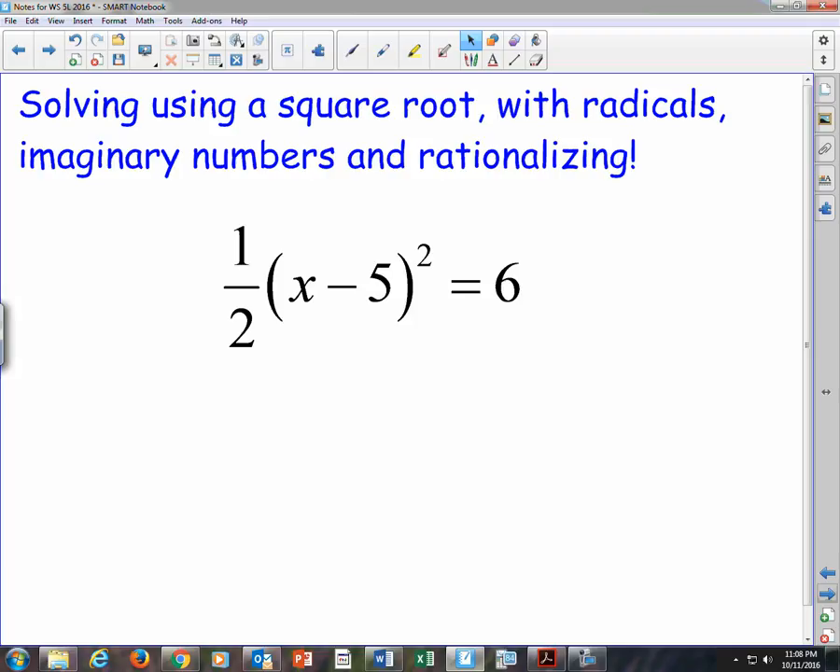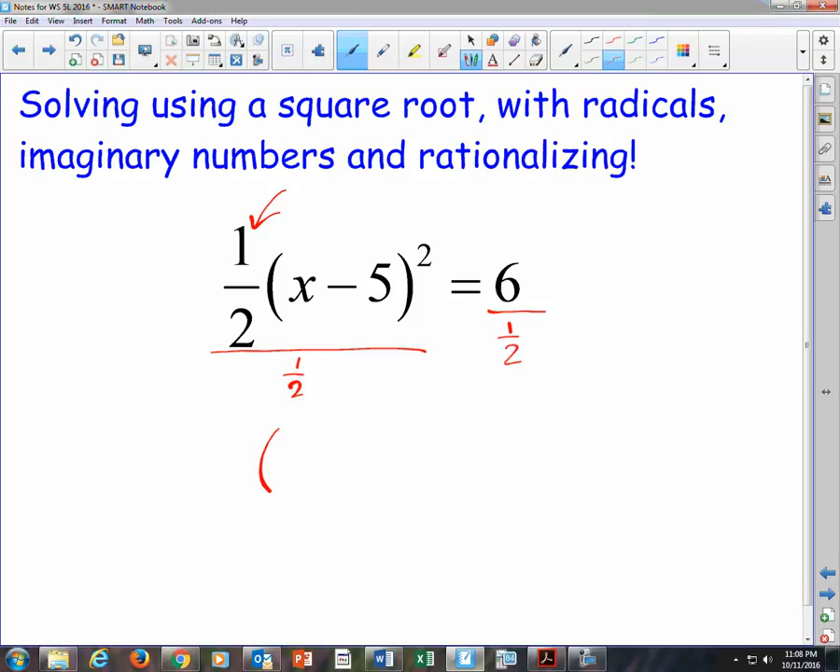So it might get a little bit harder, like on this problem. I think the curveball here on this problem is really just this 1/2 right here. But that's not so bad. You're just going to divide by a 1/2. And you would end up with x minus 5 quantity squared is equal to 12. And then you would continue with your normal solving processes.